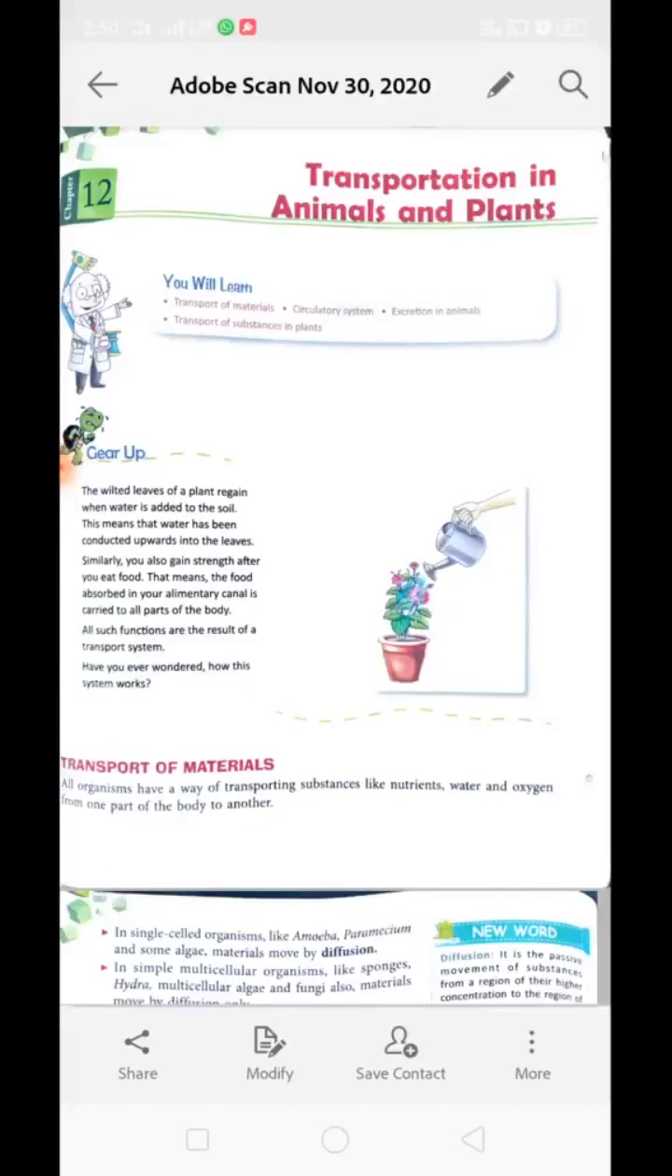Class, I am Lalita Singh and you are going to study science with me in class 7. Today we are discussing our 12th chapter, that is called Transportation in Animals and Plants. This is our second video on this topic.